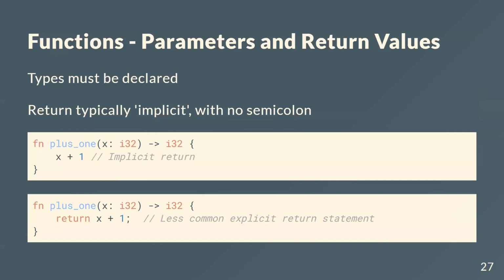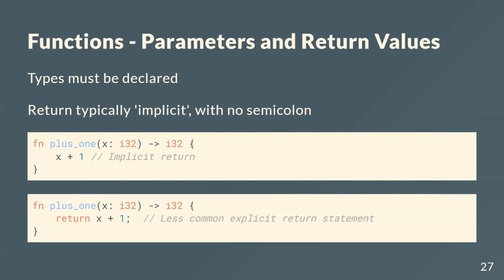The differences start to come to light when you bring in parameters and return values. Unlike in our earlier cases where we could infer a lot of the types, here these types must be declared. The return is typically implicit with no semicolon. So here, where we've written x plus 1, that is going to be returned. We've said it's an i32, and the parameter we passed in was also an i32. You can also do explicit returns, so you can see the return keyword, returning x plus 1, and that line does end in a semicolon.